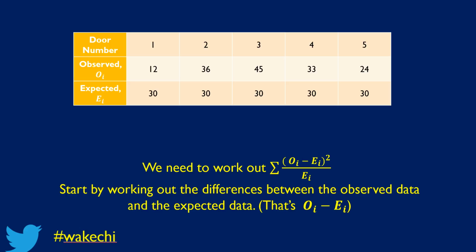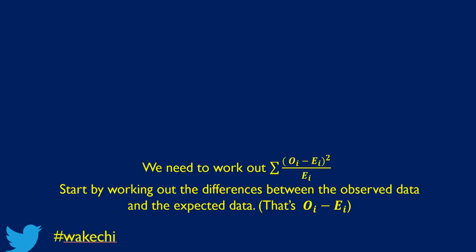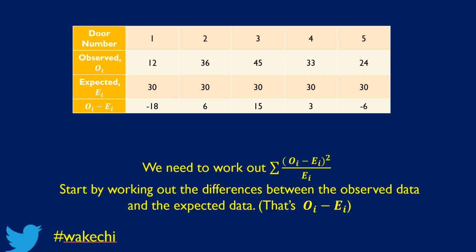So we need to work out our goodness of fit, as we can see here. So let's start by taking away the expected value from the observed value for each door. So we do 12 take away 30, 36 take away 30, etc. And I get the following. So this is just working the top part of the fraction. We haven't squared it yet. Just working out the difference between the observed data and the expected data.